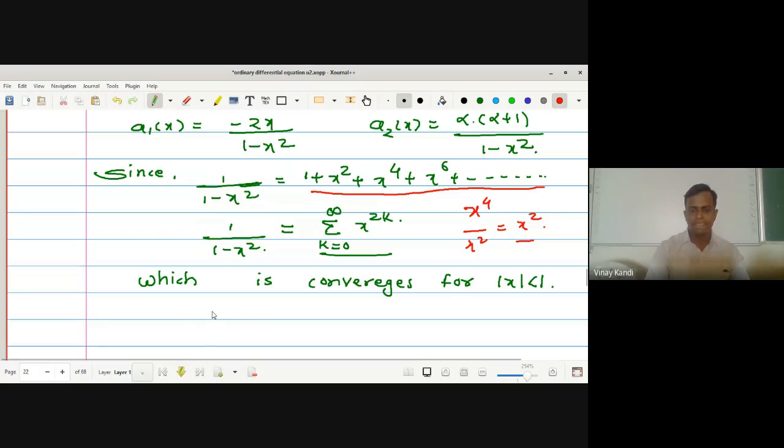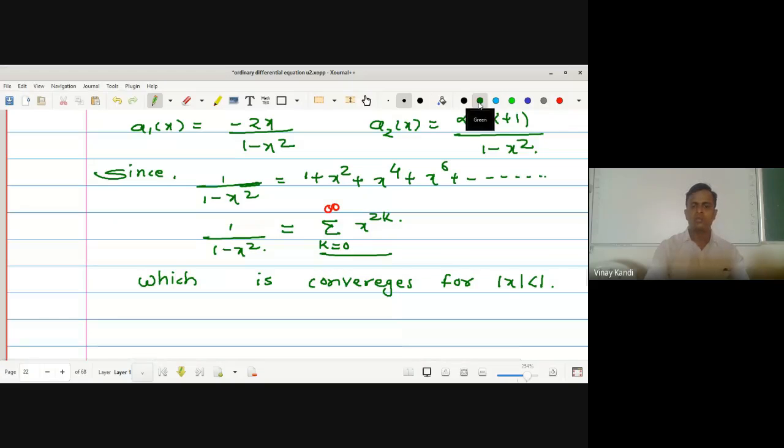So this is the expansion of 1 upon 1 minus x square is equal to summation running from k is equal to 1 to infinity. Okay, any doubt up to here? No, sir.